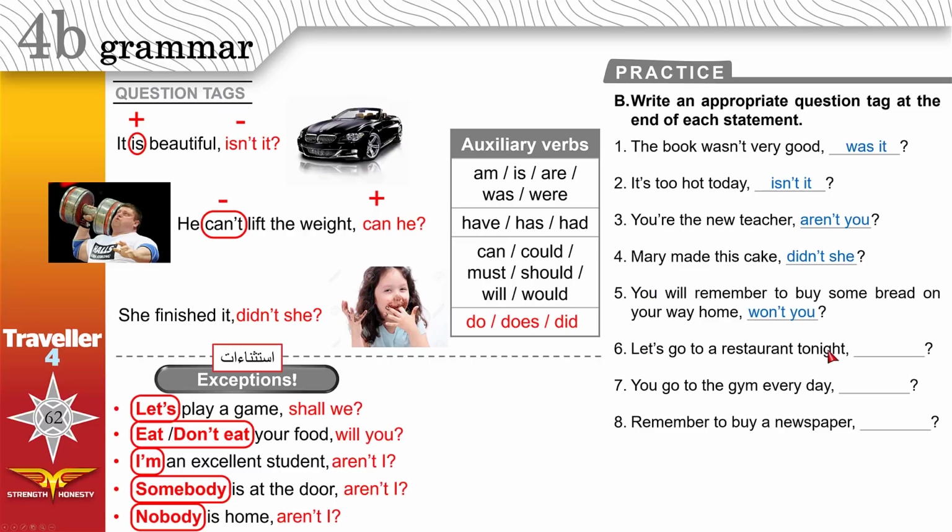Let's go to a restaurant tonight. Let's. Shall we? You go to the gym every day. No auxiliary verb. This is in the present. You do, don't you? Remember to buy a newspaper. Remember is a verb, just like eat your food. Remember to buy a newspaper. Will you?